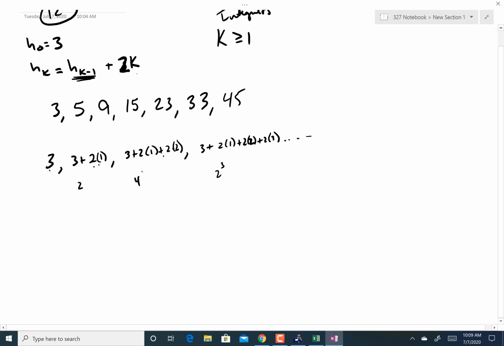Cool. And then if you think about it, I'm sorry, 2 to the second. So then this is 4 minus 2 is 2. And this 8 minus 4 is, wait, what just happened there? I screwed something up.